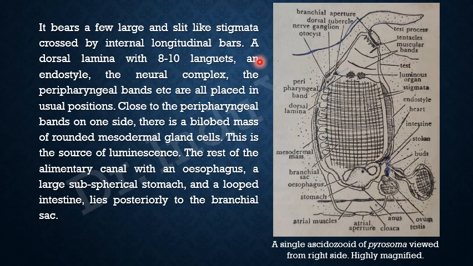Further, this is all the description that I have explained to you. There is a bilobed mass of round mesodermal gland cells. This is the source of luminescence. The rest of the alimentary canal, this is the alimentary canal. Okay, so we've done all this.